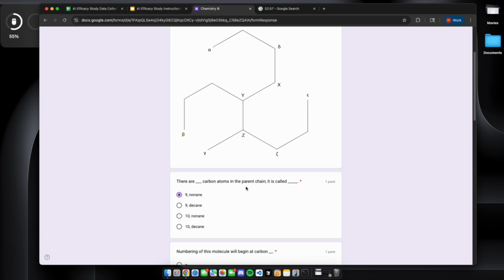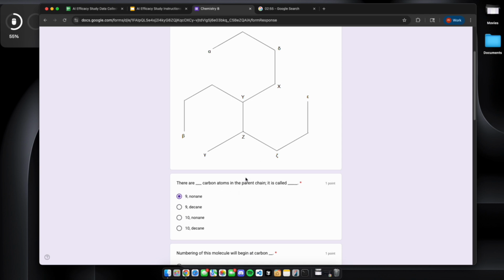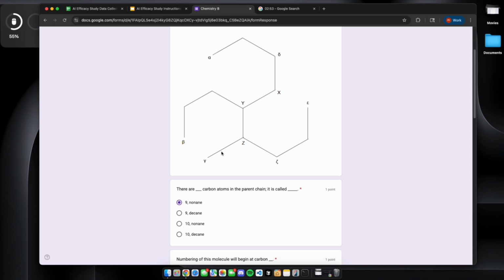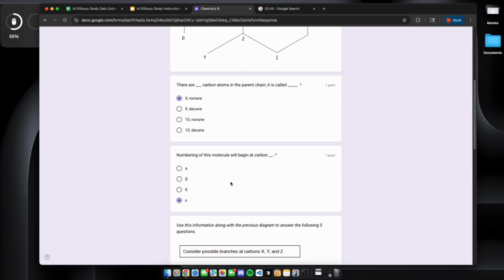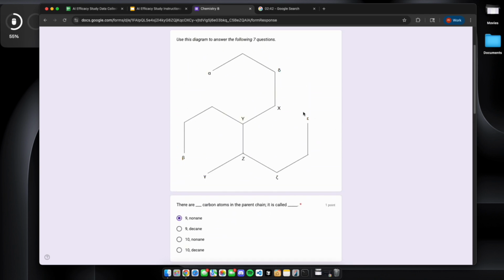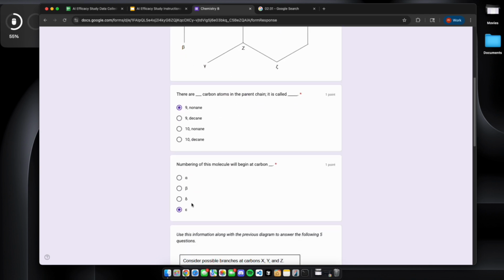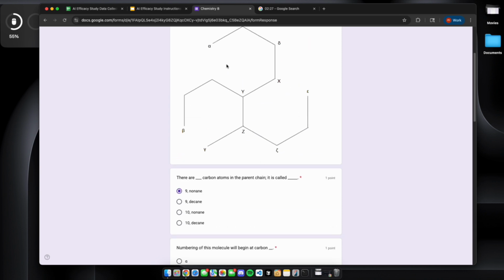There are blank carbon atoms in its parent chain. It is called blank. This one has to be nonane and has 9. 1, 2, 3, 4, 5, 6, 7, 8, 9. It cannot be decane because decane is 10, so we know it's that one. For this one, we know that the longest path is right here, but I'm not sure how to differentiate between the start and the end. So I guess we'll take a wild guess, a 50-50, and pick this one rather than A.